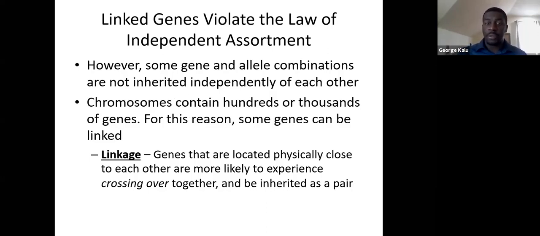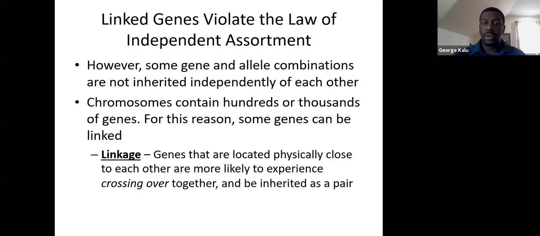When we're looking at a chromosome, it is going to have anywhere from hundreds to thousands of genes all lined up along that particular chromosome, and some are going to be closer to each other than others. For that reason, there are certain genes that may undergo crossing over together. They may actually be moved together with one another and not be moving independently. They're going to be moving with one another.